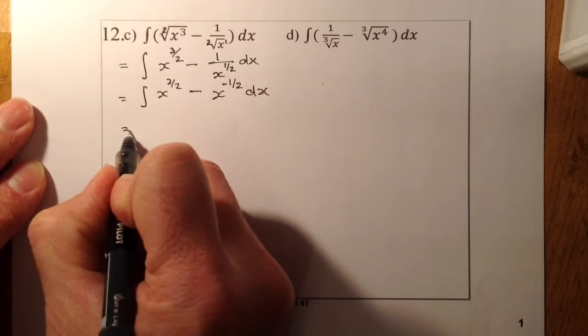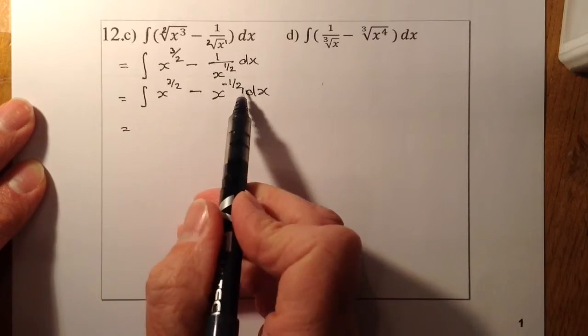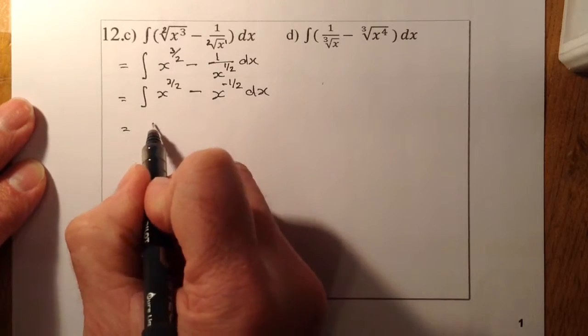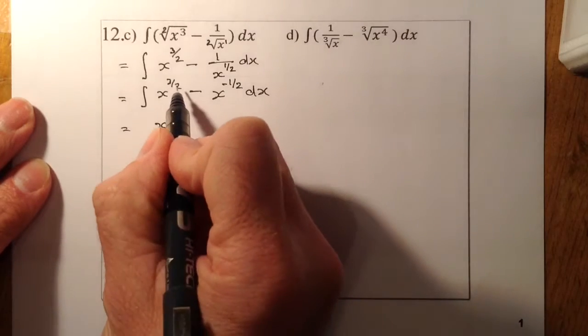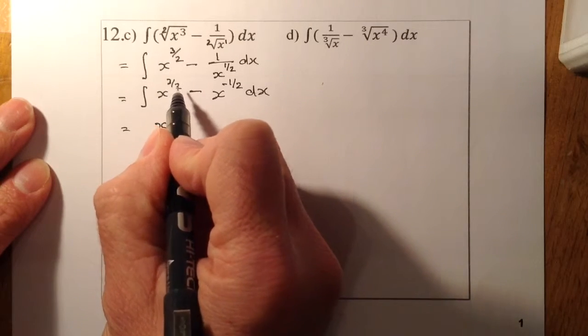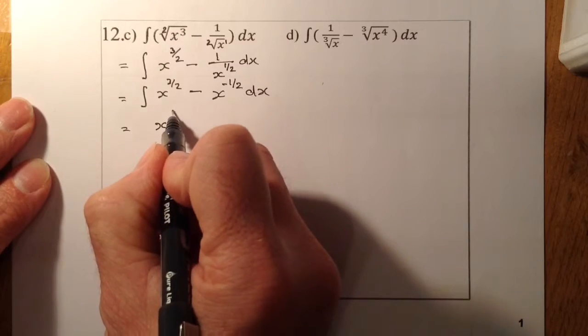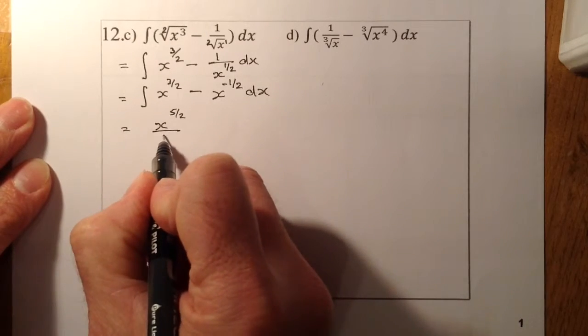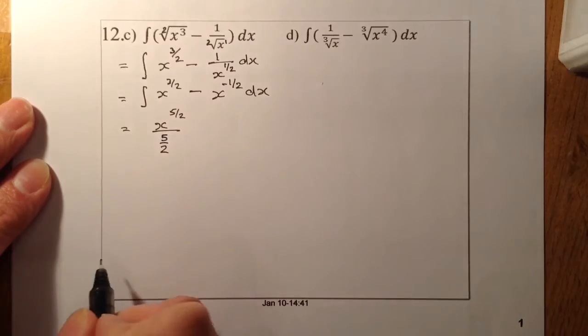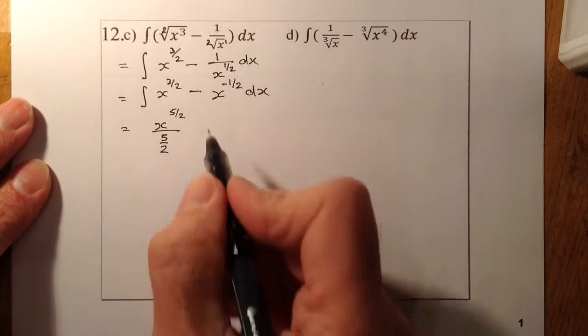So remember, I'm going to be adding 1 on to each of these powers that are here. So that's going to be x to the power of, so if I add 1 on to 3 over 2, I'm adding on 2 over 2. So what that's going to give me is 5 over 2. And then I'm going to divide by that new power. So that's the first part, integrated.